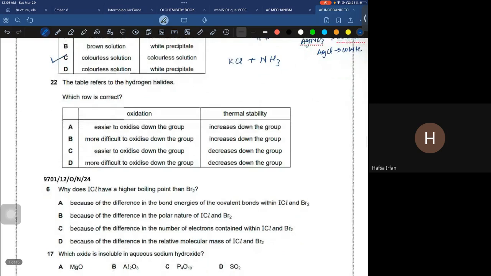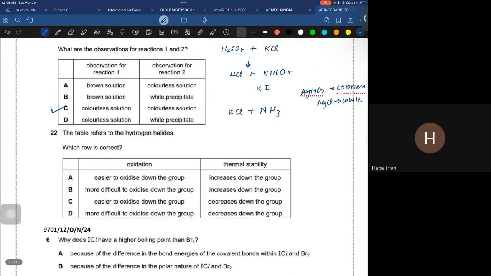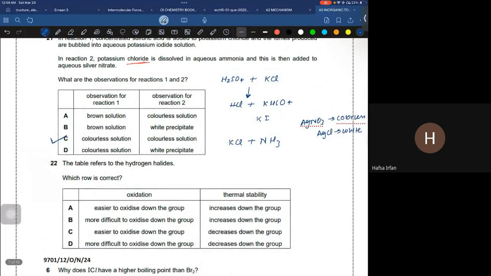Let's see question number 22. Let's see, isn't it D? No, D is not correct. Because silver nitrate is not reacting with potassium chloride directly. Why have they dissolved it in aqueous ammonia? Why are they not directly reacting it with this silver nitrate? What's the reason? If it was written that potassium chloride is added to aqueous silver nitrate, then you have to check for a white precipitate. Otherwise, no. That's the difference. Okay. Is the point understood?